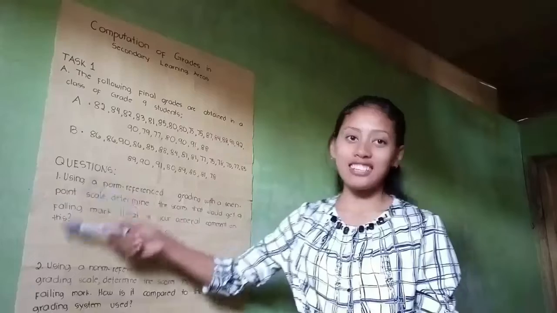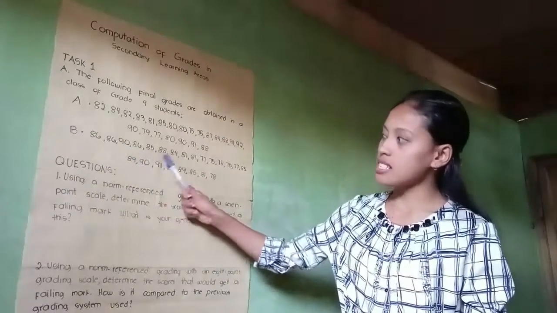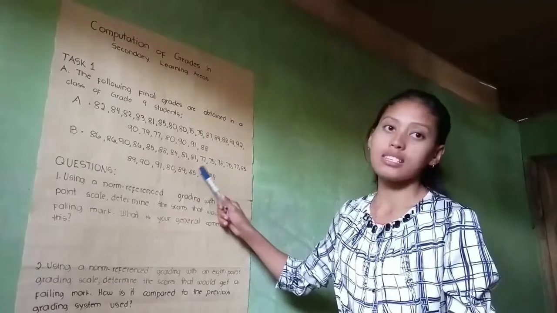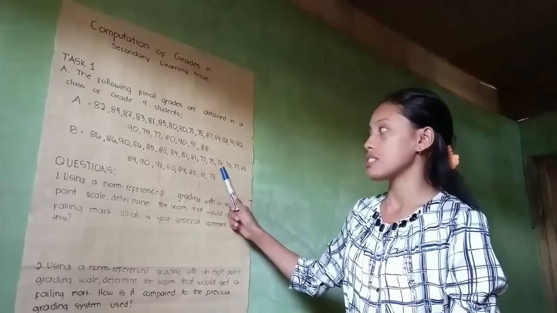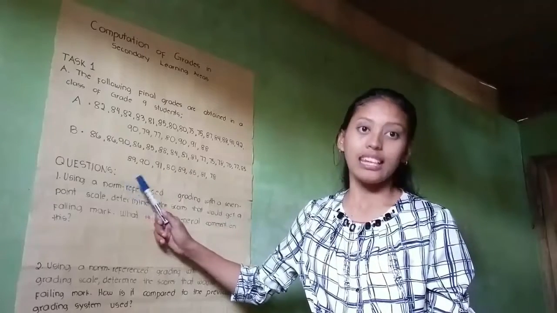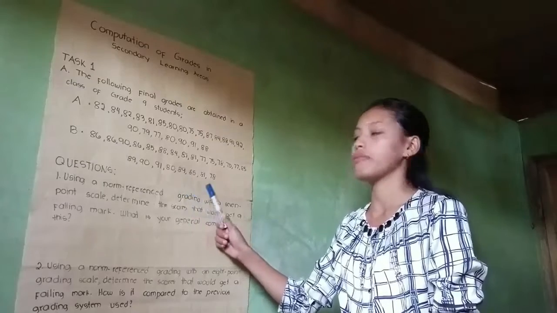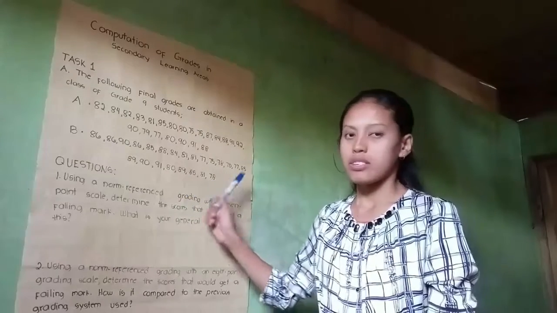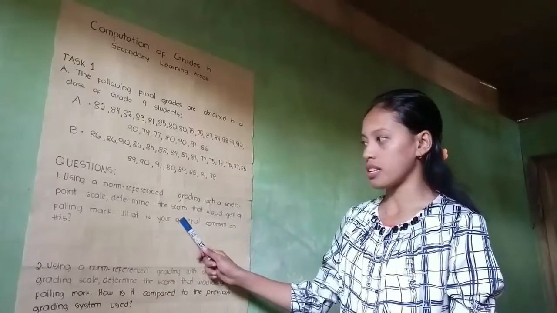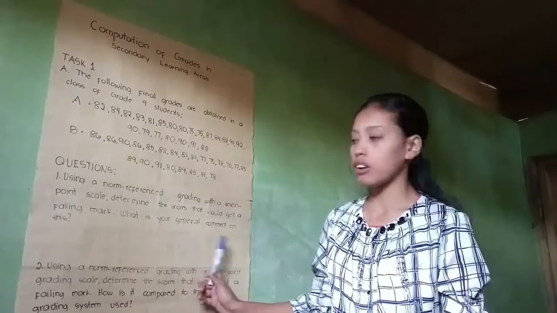88. And set B: 86, 86, 90, 86, 85, 88, 84, 81, 81, 77, 75, 78, 75, 77, 85, 89, 90, 91, 80, 89, 85, 81, and 78. So, the question: using a norm reference grading with a 7-point scale, determine the score that would get a failing mark. What is your general comment on this?